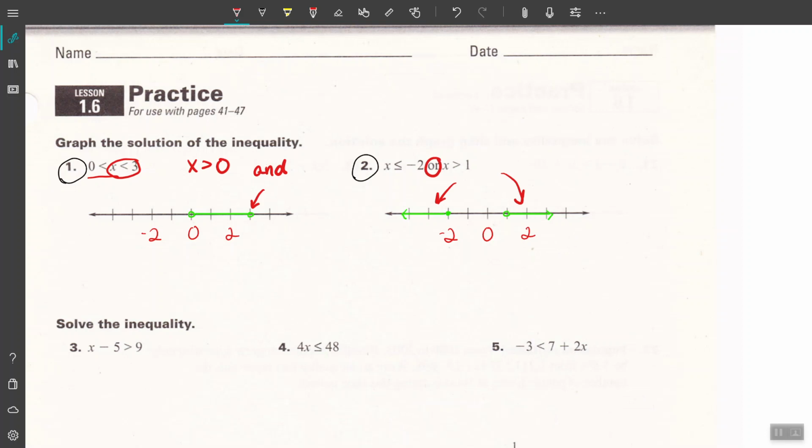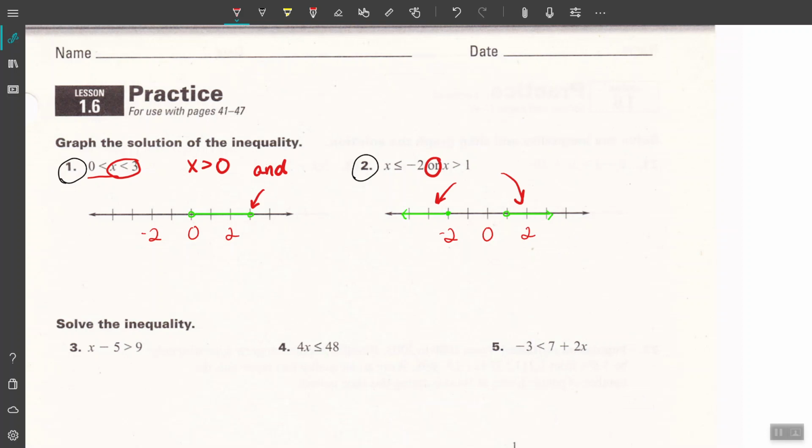So remember, with an and statement, like in number 1, the inequalities are going to run in opposite directions. One's going to run to the left, one's going to run to the right, but in an and, they're going to come together and meet. In an or statement, they're still running opposite directions, one to the right on the number line, one to the left, but they're not ever going to cross each other. And that's the main difference between those two statements.